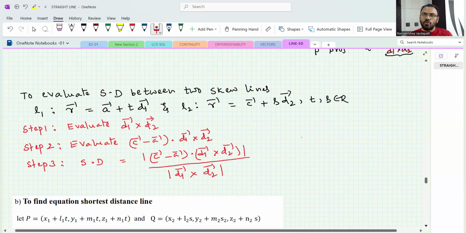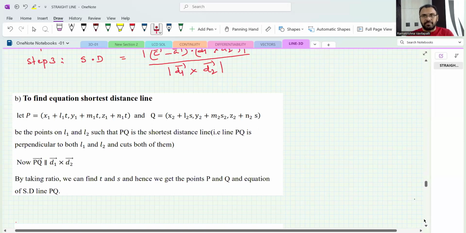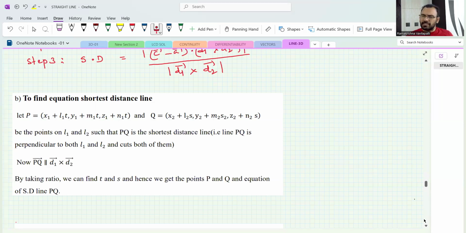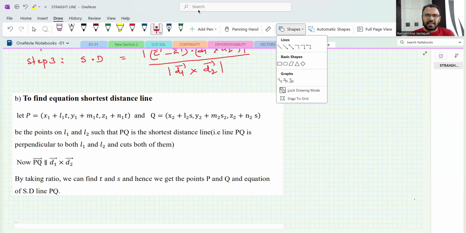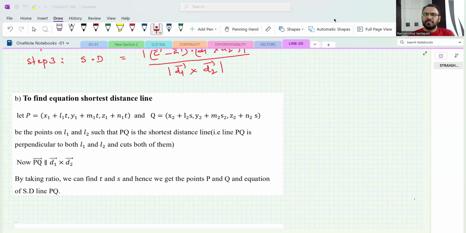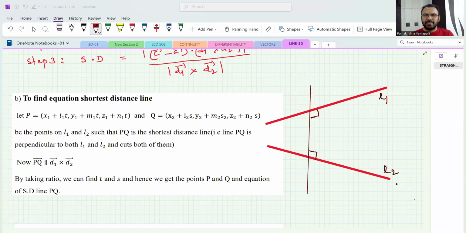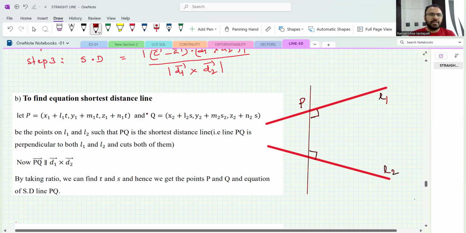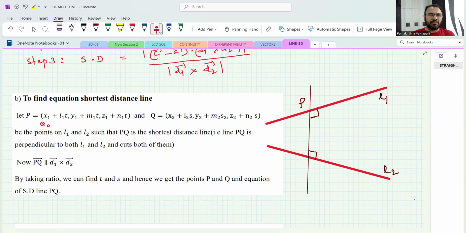Now, one more important thing: how to find the shortest distance line. It is very simple. We take the general points on the given lines. L1 and L2 are skew lines. The general point P on L1 has coordinates x1 plus l1t, y1 plus m1t, z1 plus n1t. And the general point Q on L2 is x2 plus l2s, y2 plus m2s, z2 plus n2s.